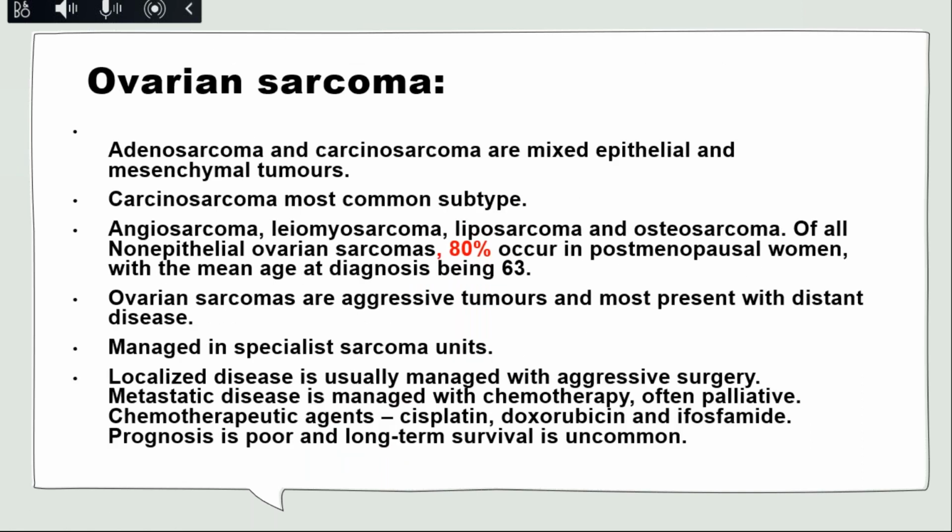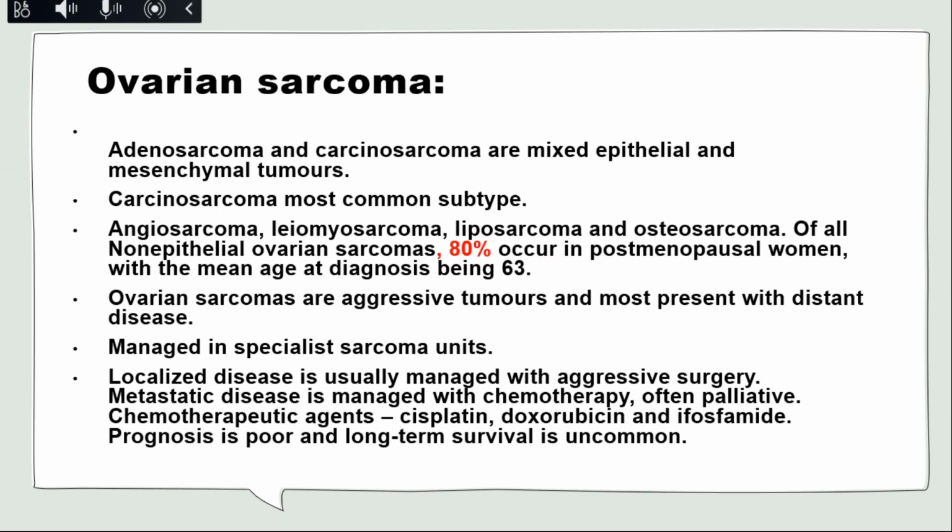Now comes the ovarian sarcoma: the adenosarcoma, the carcinosarcoma, angiosarcoma, leiomyosarcoma, liposarcoma. There are a few more varieties, and usually it presents in 80% of postmenopausal women. The previous tumors presented at early ages, but ovarian sarcoma can present in postmenopausal women as well. These are also aggressive tumors.